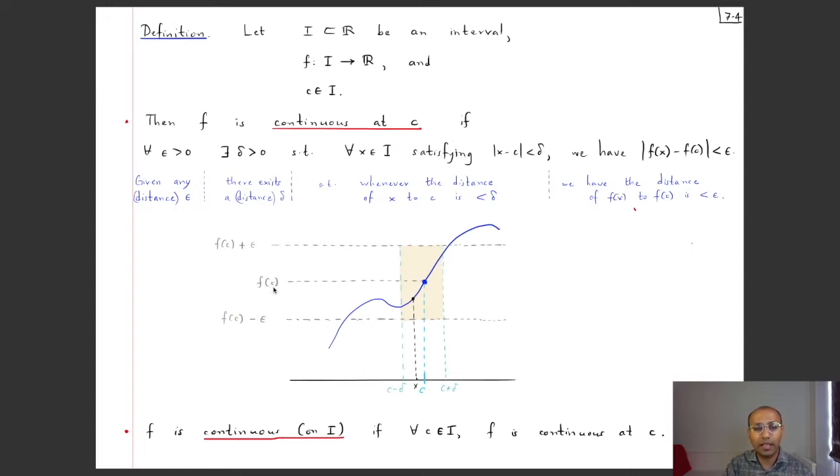Similarly I can take f of c and go down through a vertical distance of epsilon, and all of these points on the vertical line have their distance to f of c smaller than epsilon. So this vertical line segment is exactly all the real numbers y whose distance to f of c is less than epsilon. So when I'm saying that given any distance epsilon positive I want this, what it means is that the corresponding f of x lies below this line and above this line. So it lies between these two horizontal lines.